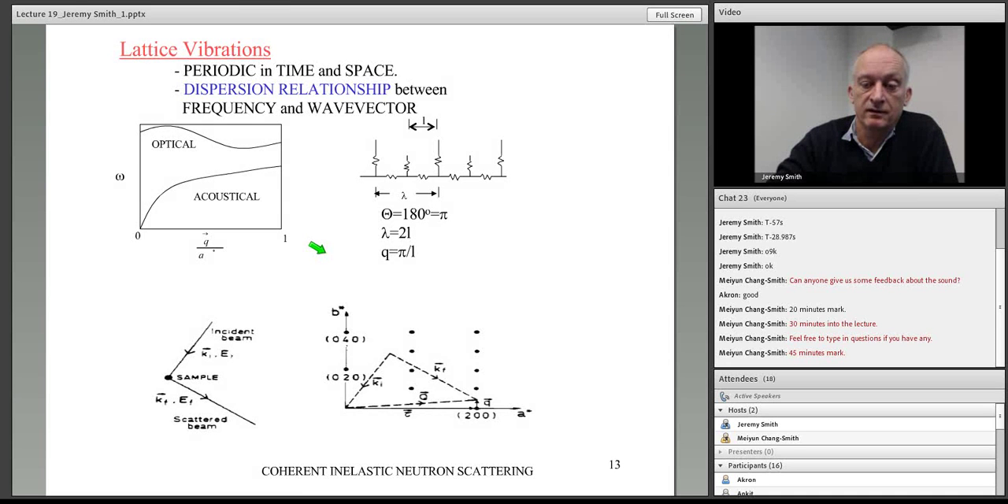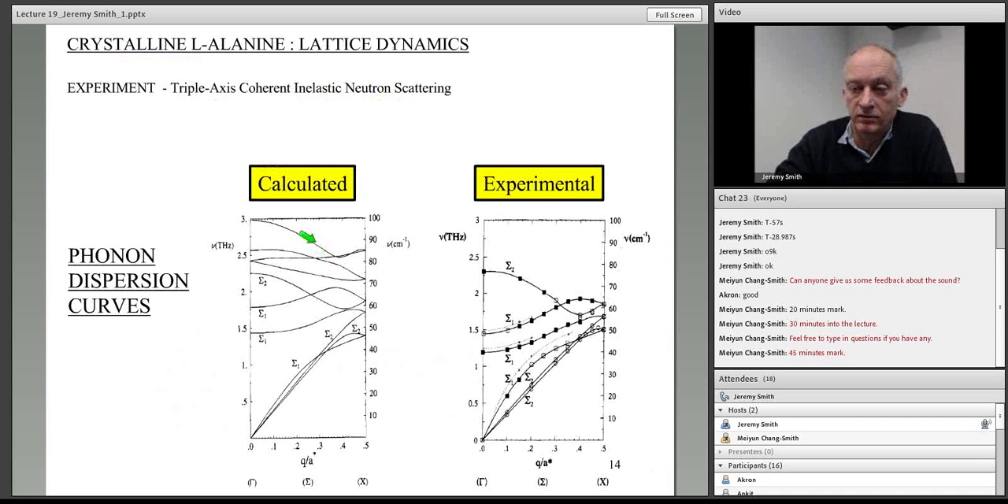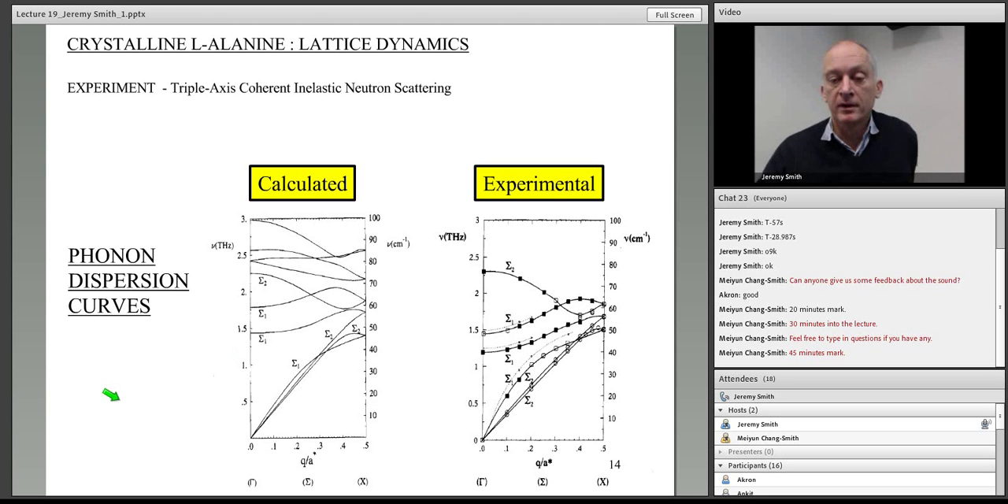I want to show you an example for an amino acid. Here's L-alanine. This is an experimental dispersion relation for this, and one is calculated from one of these dynamical simulations. So you can do the same calculation in an experiment, compare them, see where they're different. Where they're different, one can try and maybe modify terms in the energy function to give a better representation.